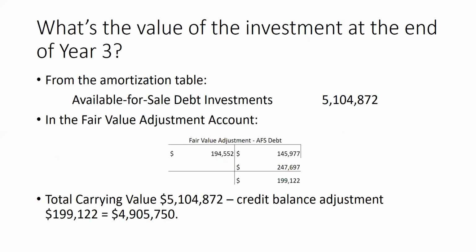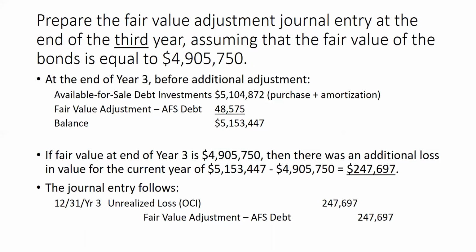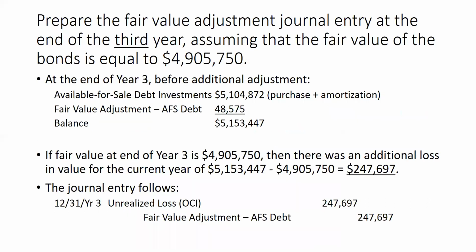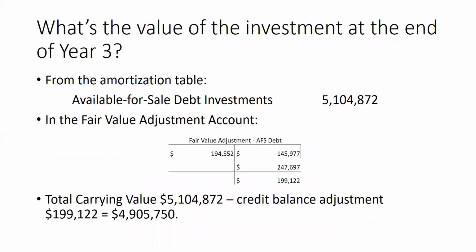This wasn't in the question, but I think it's useful to look. What's the value of the investment at the end of year 3? Well, available for sale debt investments from the amortization table has a value of $5,104,872. You'll see that value at the bottom right of the table. In the fair value adjustment account, we have the $194,552 debit from year 1, and then the 2 credits from years 2 and 3, resulting in a credit balance of $199,122.